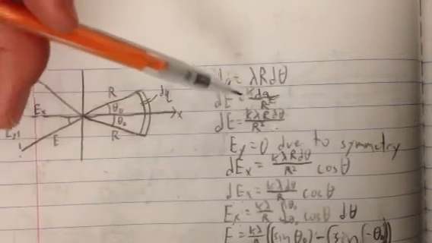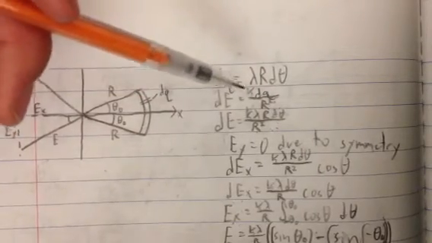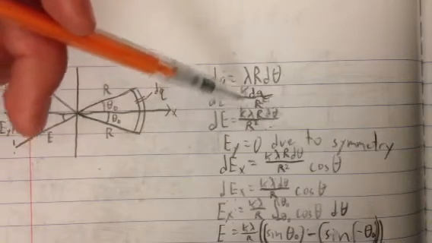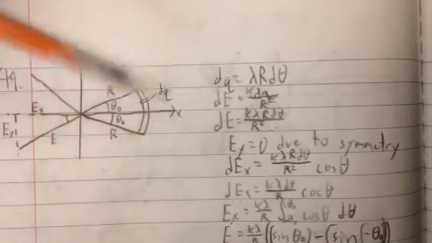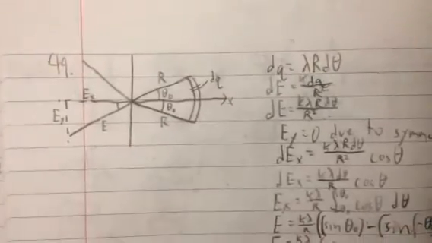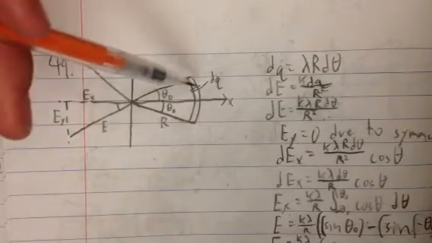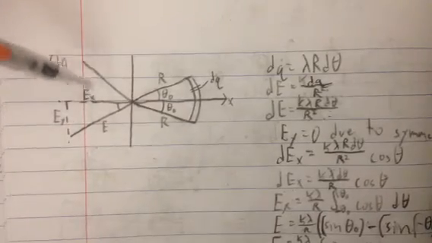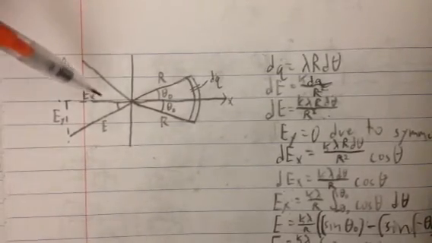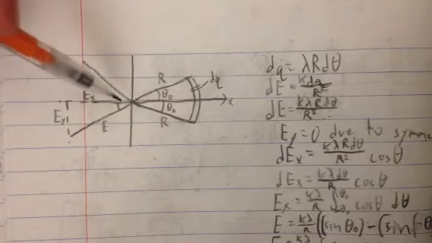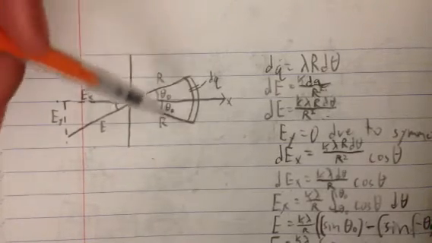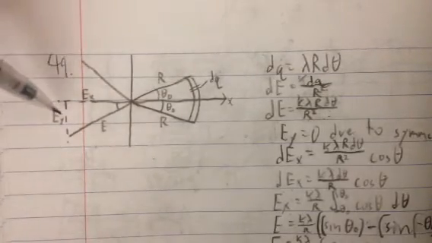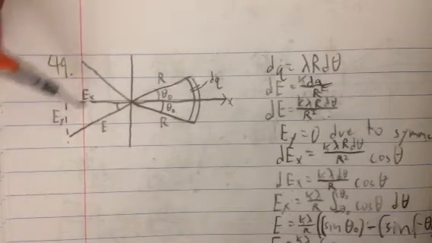Now we replace dq with lambda r d theta, and you're left with dE equals k lambda r d theta over r squared. Now if you come back to my drawing, you can see that the sliver has an x component and a y component to its E field. So the x component will be pushing this way or pulling that way depending on if the arc is positively or negatively charged. However, its Ey component will be pointing downwards.